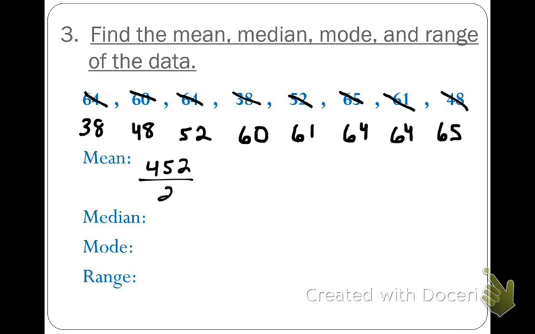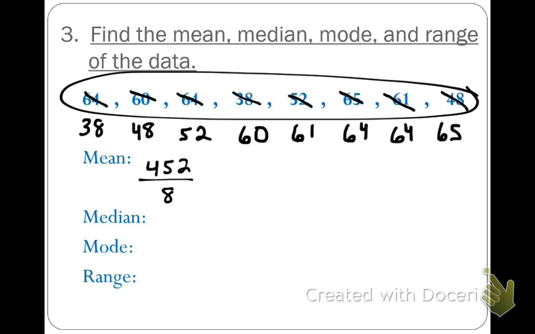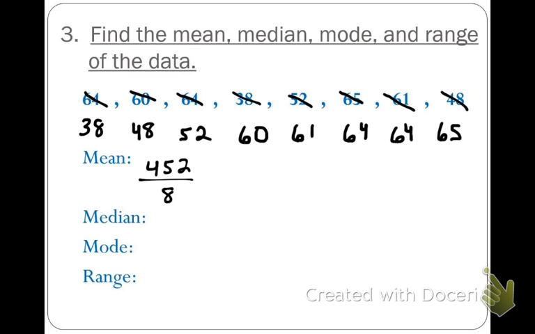This is also what I saw. I saw a lot of people divided it by 2. Is that the correct number to divide it by? No. What should I divide it by? 8. You divide it by 8 because there were 8 numbers in this original data set. Okay, so make sure you're dividing it by 8. What is that answer? 56.5.